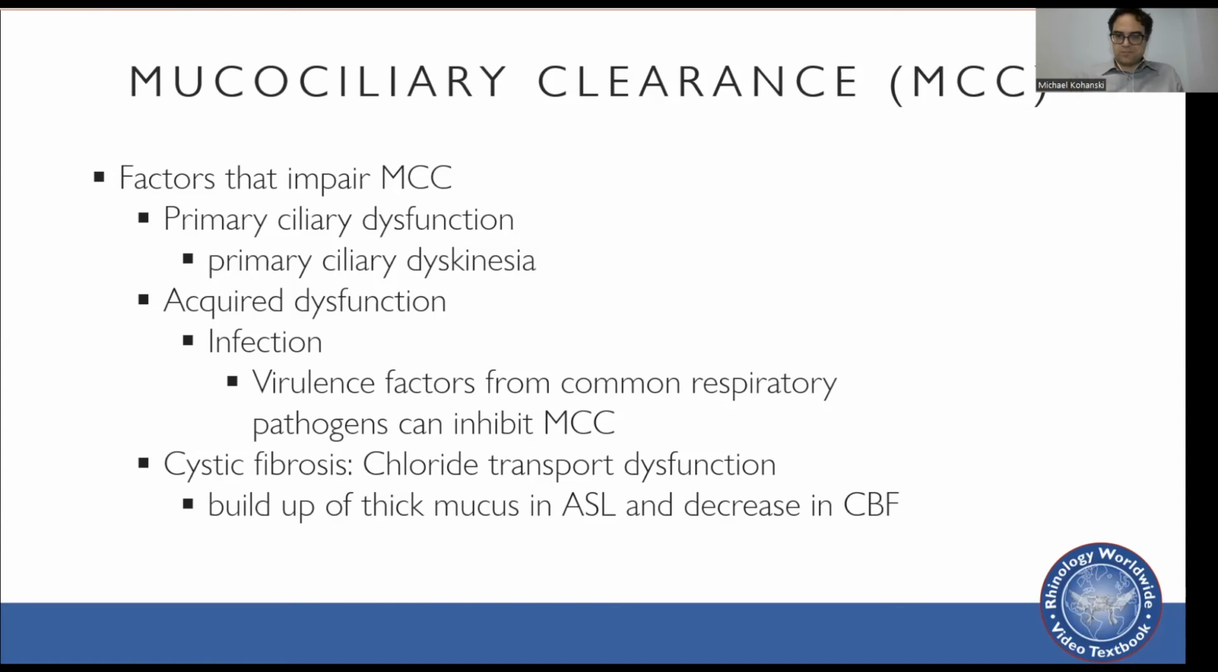So infection, like I mentioned previously, there could be virulence factors from common respiratory pathogens that can inhibit mucociliary clearance, either by reducing CBF, potentially affecting the viscosity of the ASL. In some situations, also potentially loss of cilia themselves. Another example where mucociliary clearance is impacted is in cystic fibrosis, where there's chloride transport dysfunction, which leads to buildup of thick mucus in the ASL and a decrease in ciliary beat frequency.